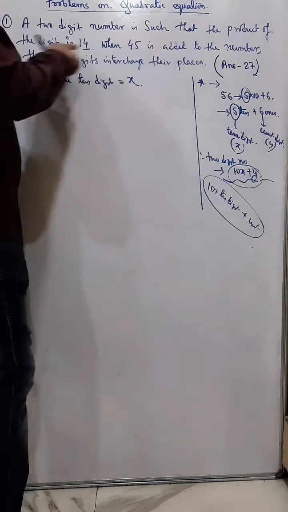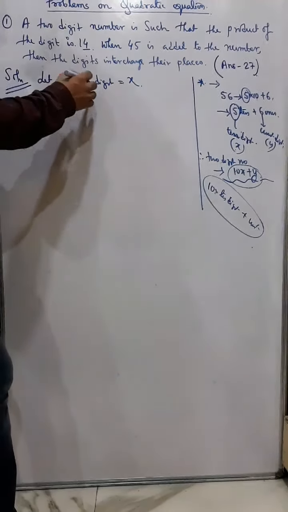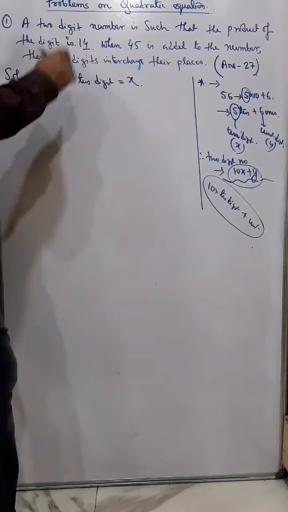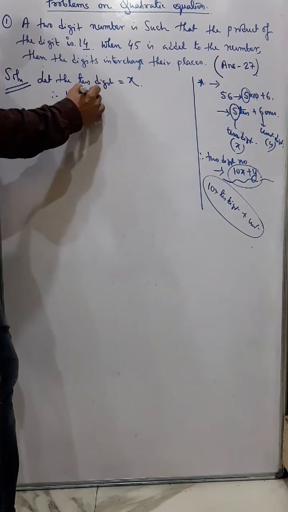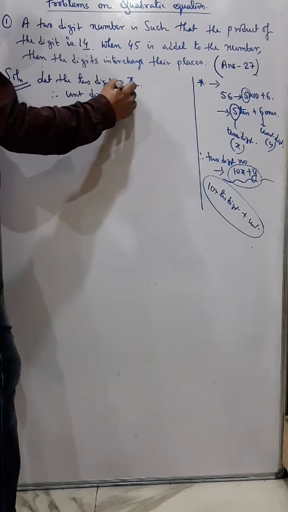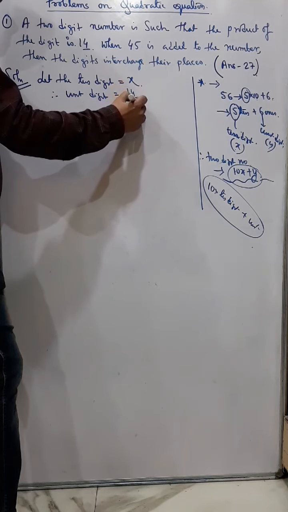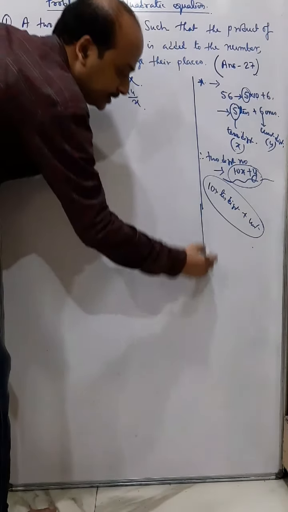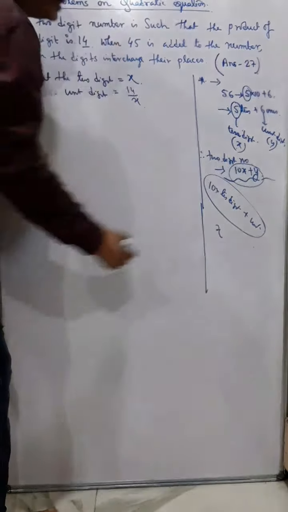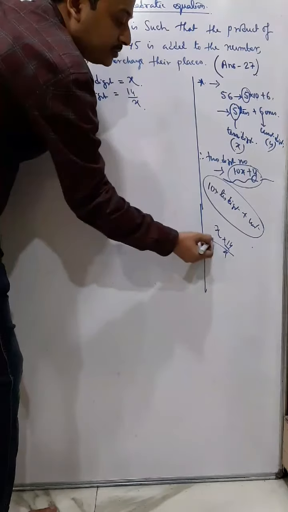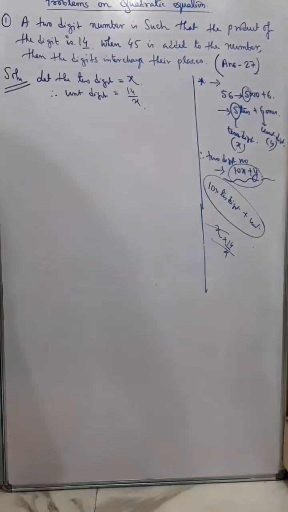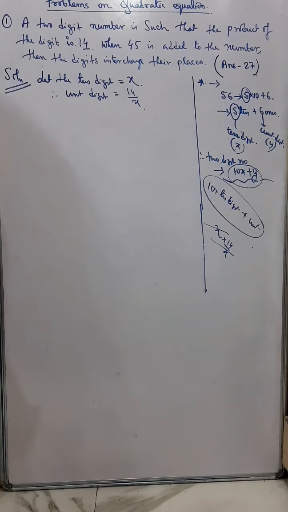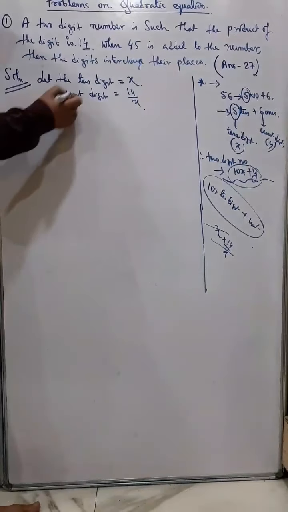Now they told the product of the digits is 14, so that means tens digit into unit digit will be 14. So I can take, let the tens digit be x, and therefore my unit digit will be, try to understand, 14 by x, is it not? If the tens digit is x and the unit digit is 14 by x, then the product of these two numbers becomes how much? 14. As they told here, a two-digit number is such that the product of the digits is 14.